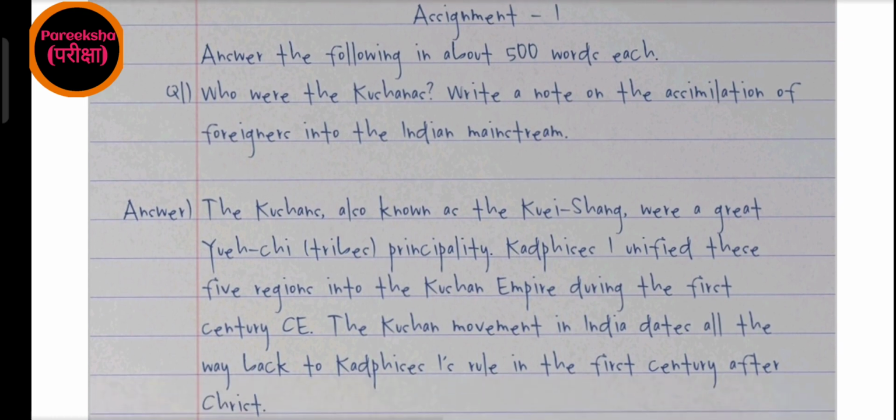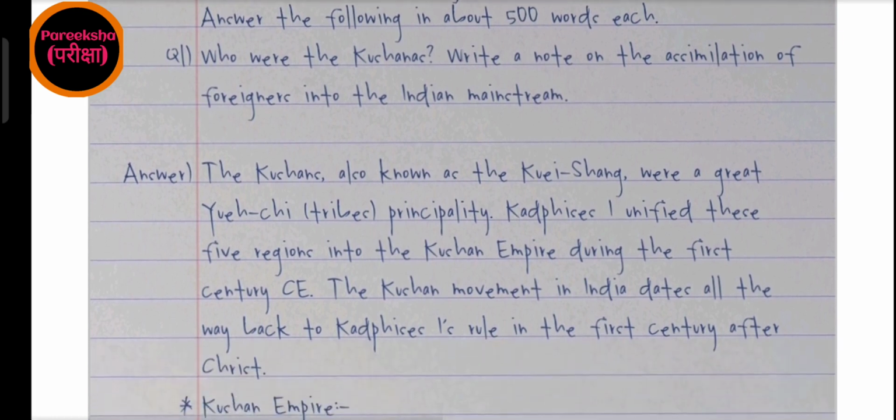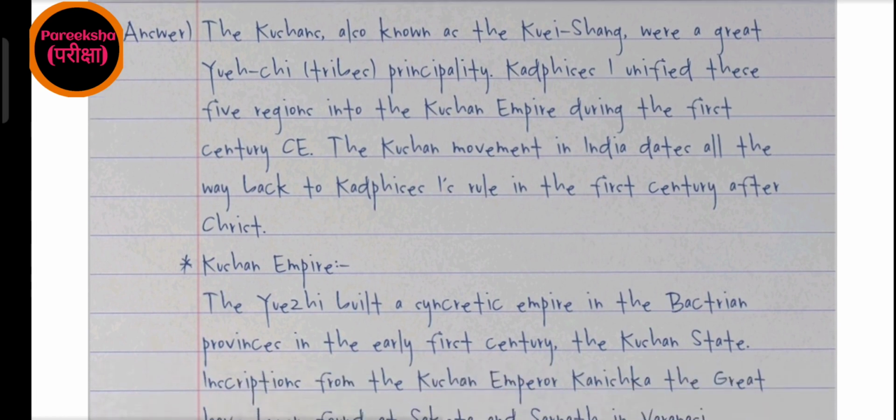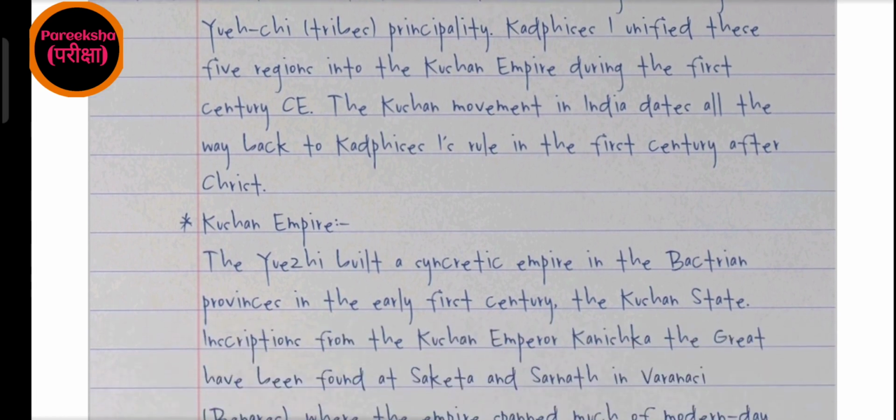Who were the Kushanas and write a note on the assimilation of foreigners into the Indian mainstream. So first you have to give the introduction. The Kushanas, also known as the Kuishang, were one of the tribes. So you have to write the Yuezhi tribes principality और उनके बारे में आप अच्छे से लिखिए. आप वीडियो को स्टॉप कर करके भी लिखते जा सकते हैं, अदरवाइज यू कैन टेक स्क्रीनशॉट.